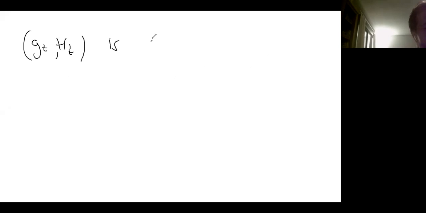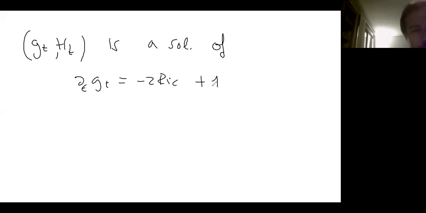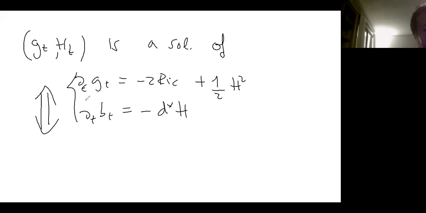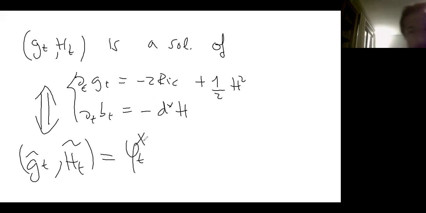Yeah. So the principle for obtaining the gauge fixing is the following. The principle is that g_t, h_t is a solution of partial_t g_t equals -2 Ricci plus half h squared, and partial_t b_t equals minus d_t star h. This is a solution of this system if and only if the following g tilde_t, h tilde_t, defined by the pullback by the one parameter family of diffeomorphisms integrating the vector field X_t.